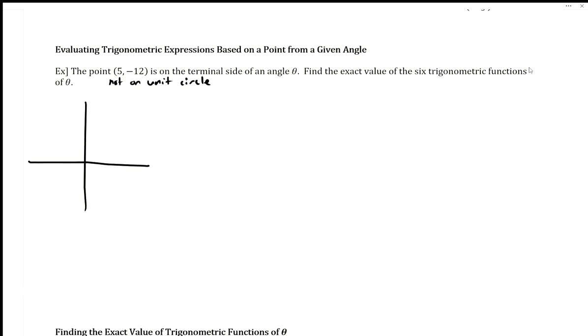So we have 5, which would be to the right, and then down 12. So we've got 1, 2, 3, 4, 5, and then 1, 2, 3, 4, 5, 6, 7, 8, 9, 10, 11, 12. So it's down there. Okay, however, these points still have the similar property. So that's an x-coordinate and y-coordinate of what we would want from the unit circle. However, the difference between this and the actual unit circle, let's kind of sketch out the full.